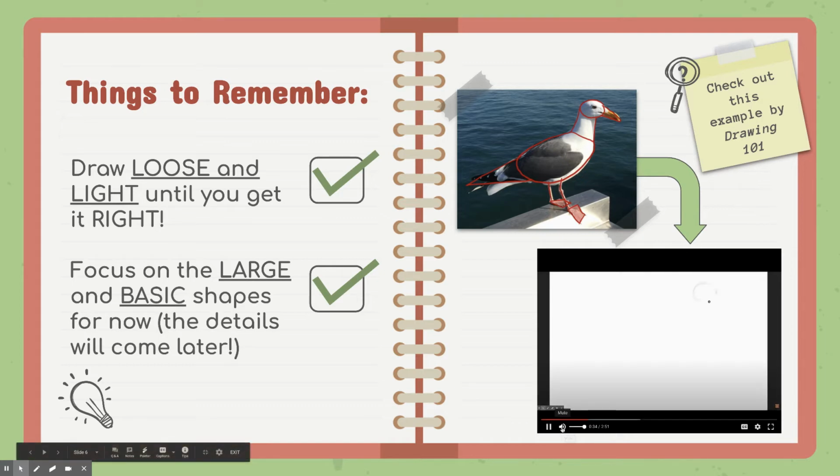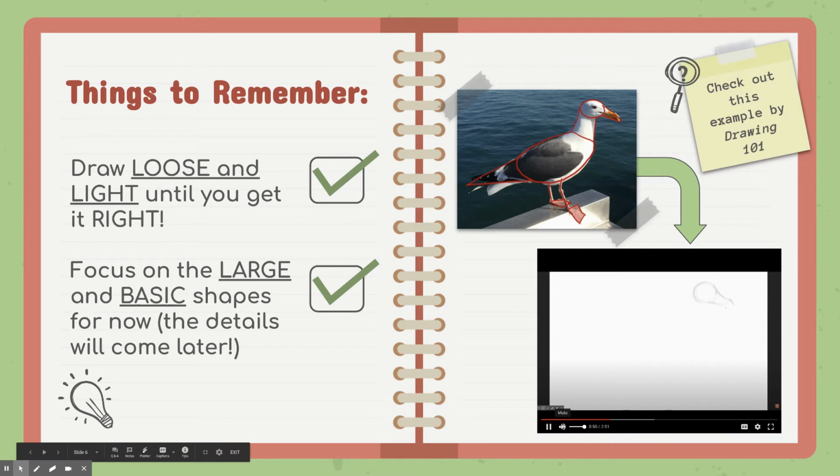So let's look at the process with the bird. We'll start with the shape of the head, which is basically an oval. Notice I'm drawing several lines to draw the oval. It's a good idea to be loose with your marks, especially in the early stages of the drawing.